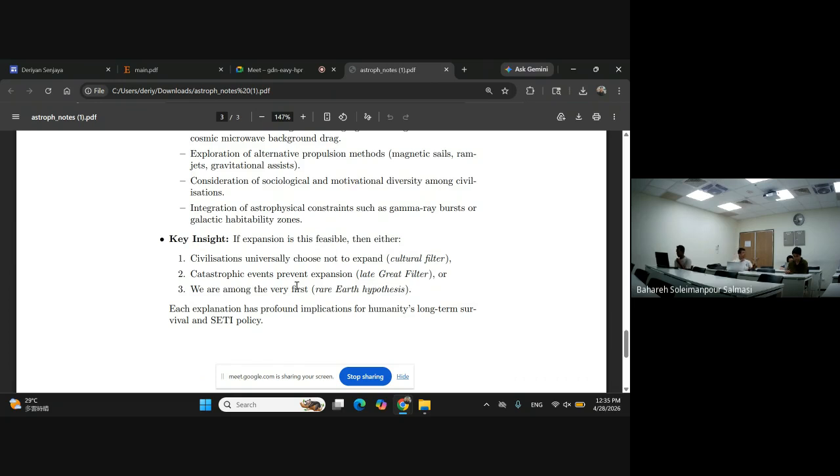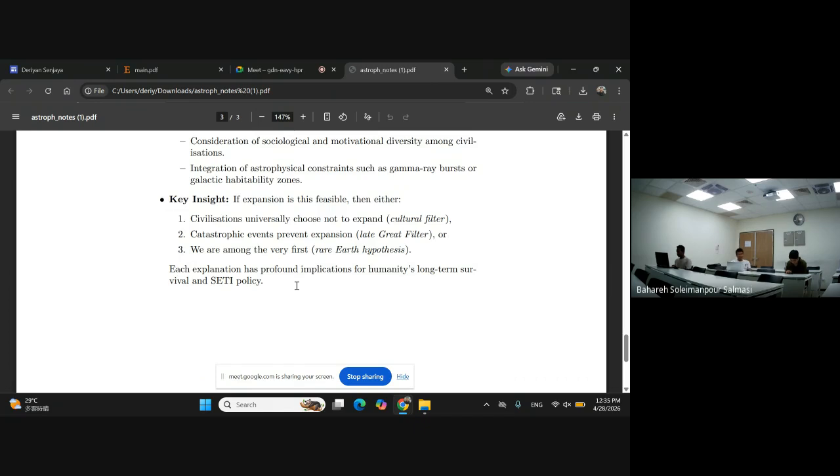Maybe they were destroyed before we see them. And the third one, we are among the very first. This is the rare Earth hypothesis. So, in short, this analysis says that aliens may know our physics and can do this kind of thing, but they do not invade us, maybe because of these three reasons. That's what this paper wants to say, roughly.